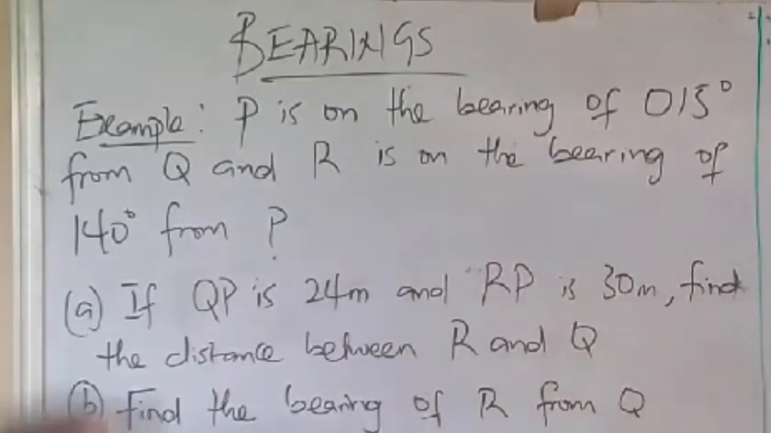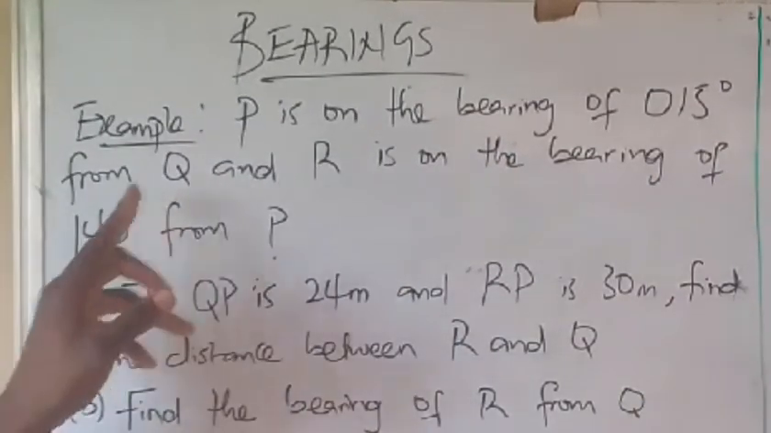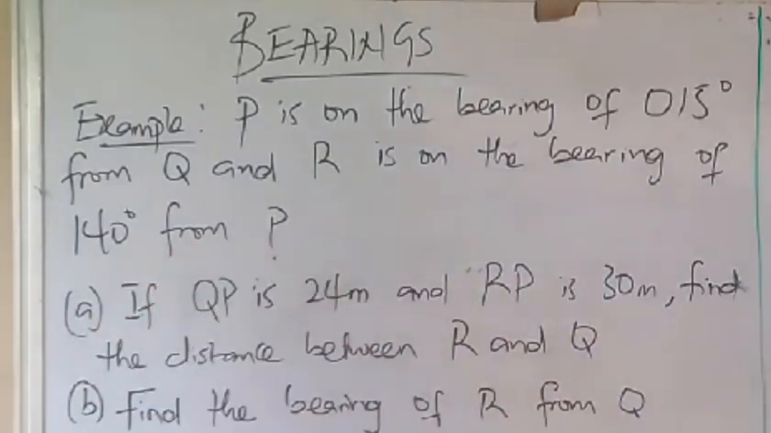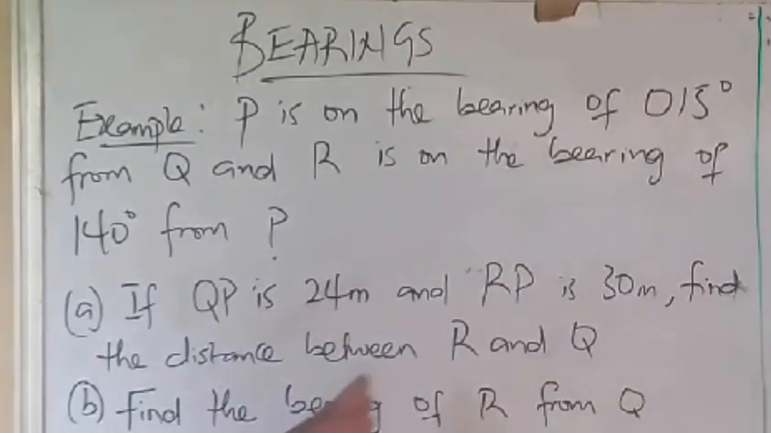Example: P is on the bearing of 015 from Q, and R is on the bearing of 140 from P. If QP is 24 meters and RP is 30 meters, find the distance between R and Q. Then we must find the bearing of R from Q. As I said earlier, to start your diagram, you need to start from where you see the word "from".